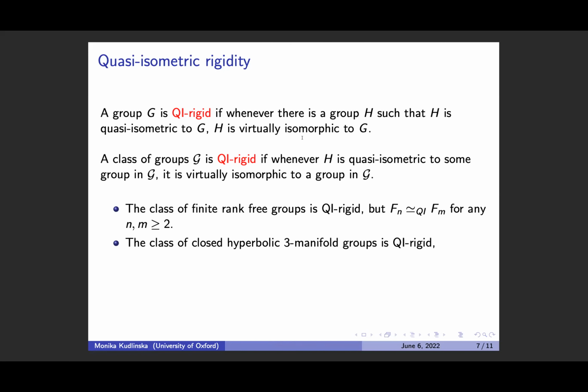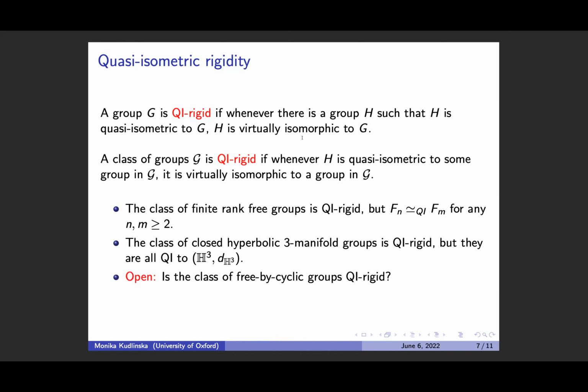And closer to the topic of this conference, the class of closed hyperbolic three-manifold groups is also QI rigid. But as we saw above, they are all quasi-isometric to three-dimensional hyperbolic space with the hyperbolic metric. So they themselves are not QI rigid, because they're not all virtually isomorphic to each other.